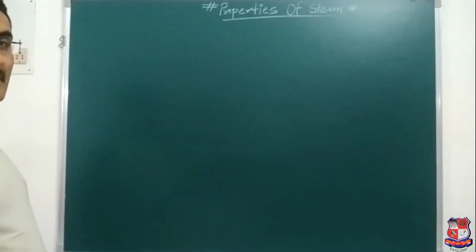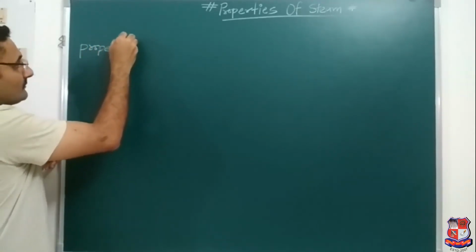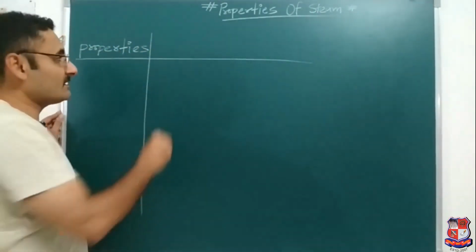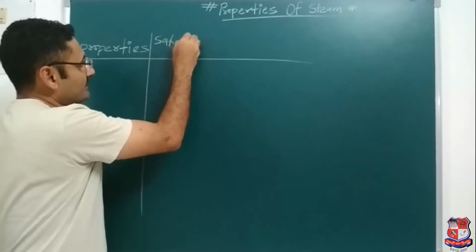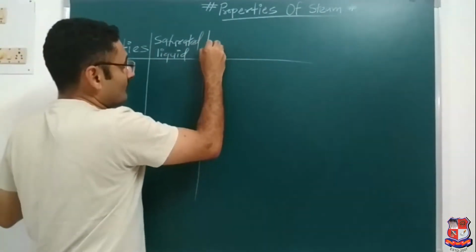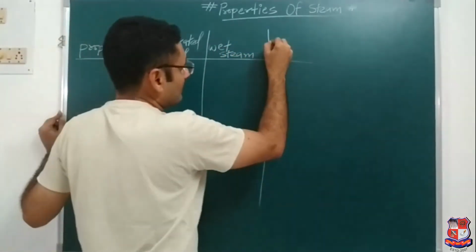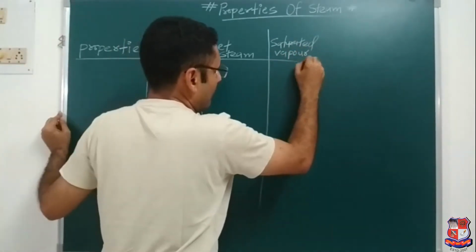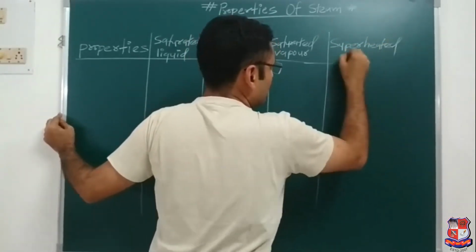Now, if you want to study which types of properties steam has, over here I will first of all write properties. Over here I will write different types of steam. First one I will write saturated liquid. Then next I will write wet steam. Then I will write saturated vapor, and lastly I will write superheated steam.